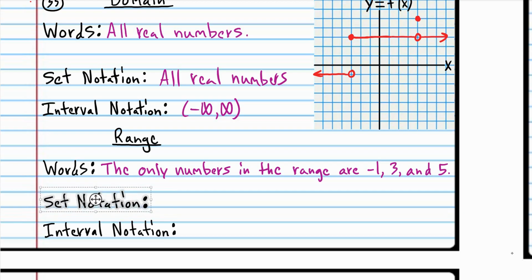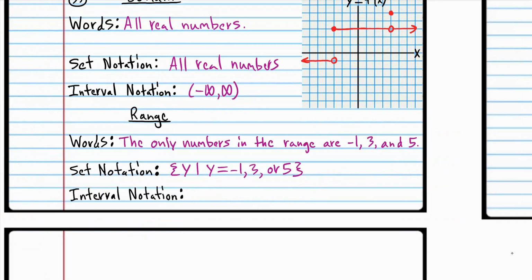In set notation, we say the range is the set of all y values such that y must be equal to negative 1, and I'm just going to use commas, negative 1, 3, or 5. Now you have to use "or" because it's not possible to be negative 1, 3, and 5 at the same time. So in this case, it's very important to use the word "or".